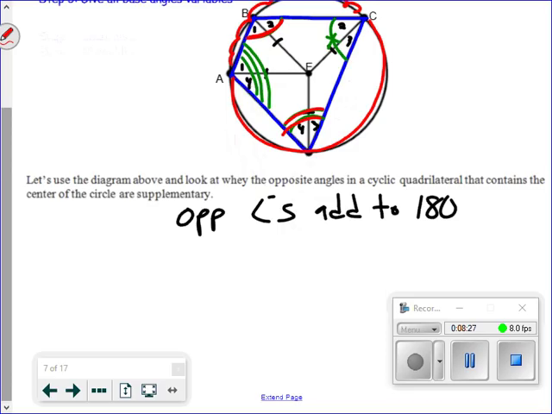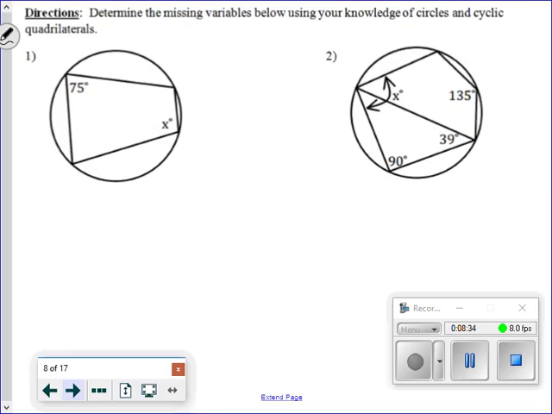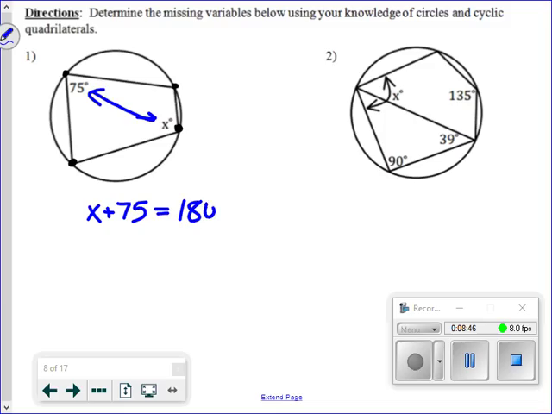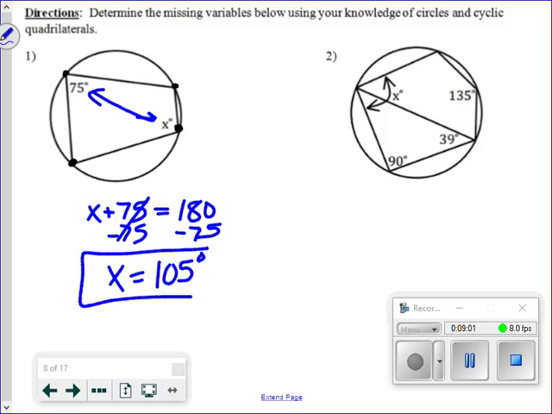So some of the questions are easier if they're straightforward. Some of them are a little bit more difficult. Feel free to pause the video at any time. But once I figure out that this is inscribed in the circle, these angles are across from each other. They have to add to 180. So if I subtracted 75 from both sides, I'd learn that angle X is 105.